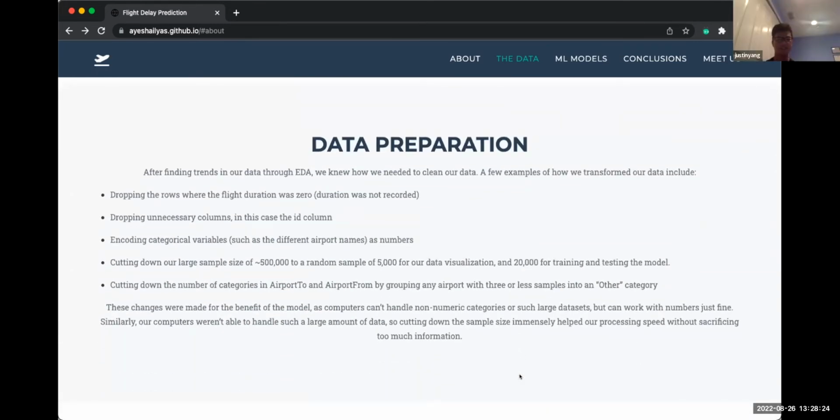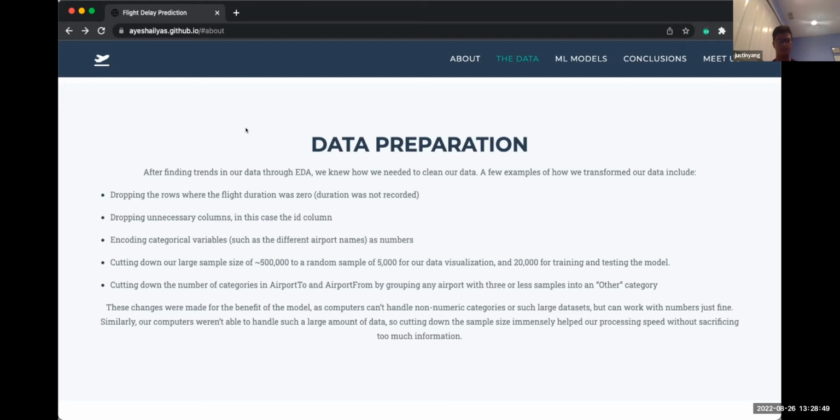After completing our EDA, we now know how to clean our data. A few examples of how we transformed our data include dropping the rows where the flight duration was 0. This meant that the flight length wasn't recorded, so including these rows would mess up our results. We also dropped unnecessary columns, such as the ID column. The ID column just numbered each row in our data set, so we didn't need that column.